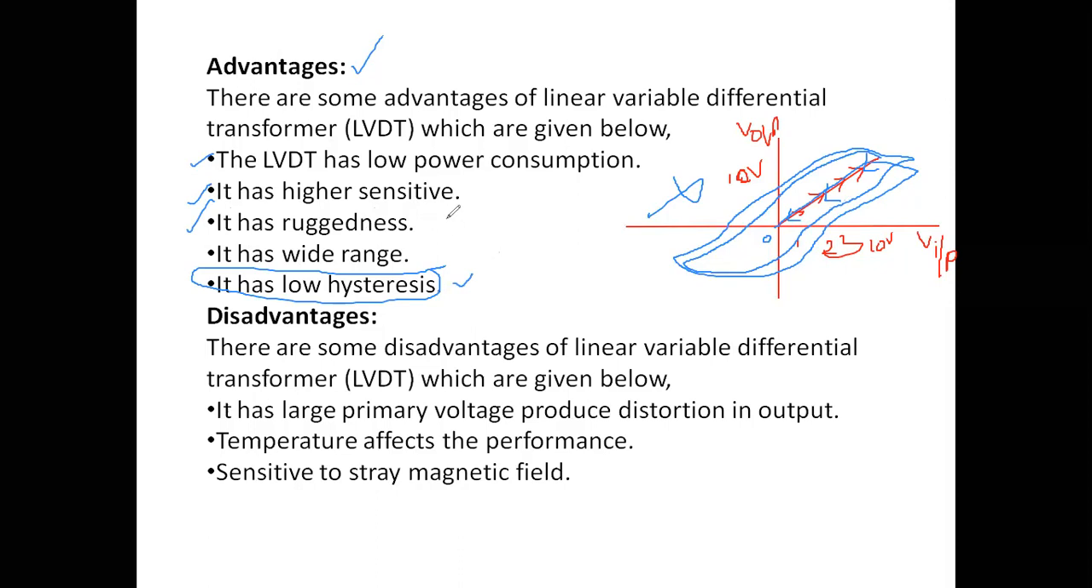Good resolution. So what do you mean by resolution? Smallest measurable input is called resolution. So this instrument can measure 1/10 of displacement also. So very small displacements also this instrument can measure effectively and efficiently without errors.